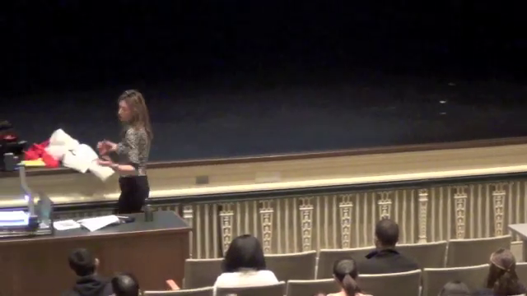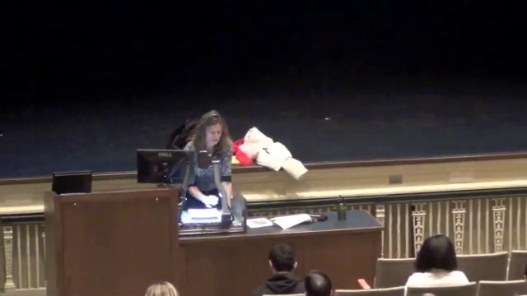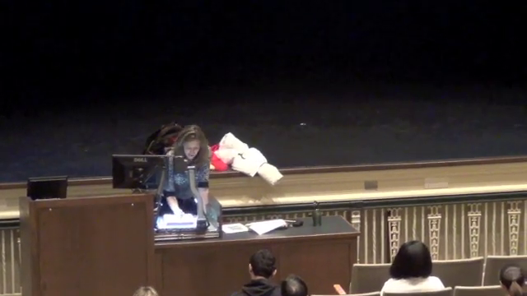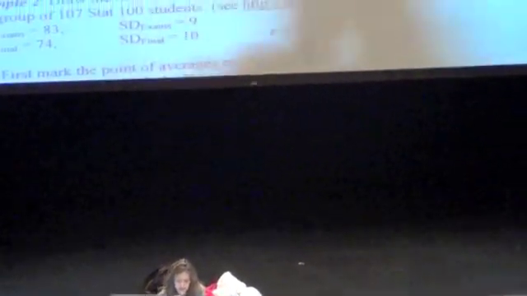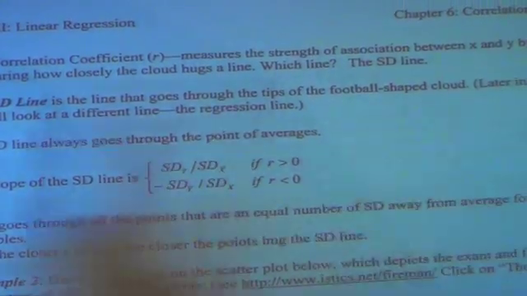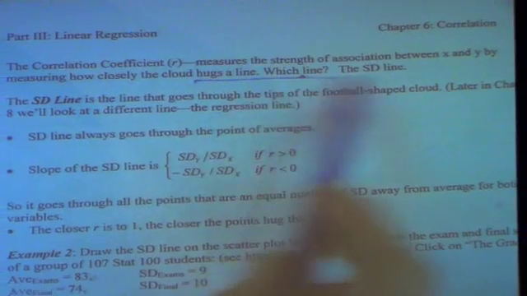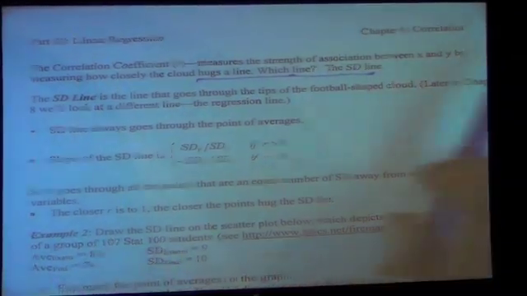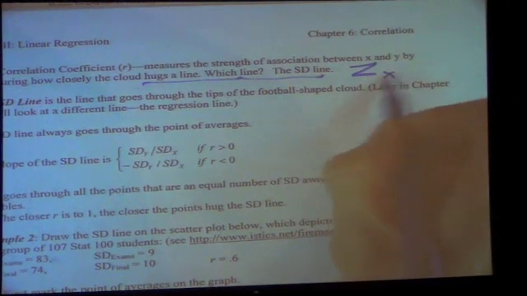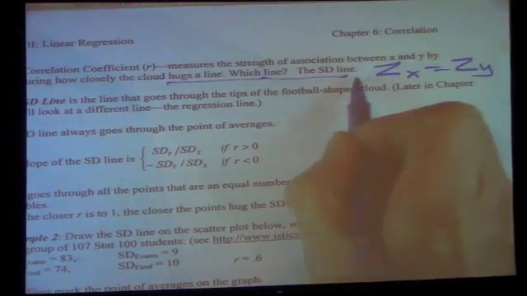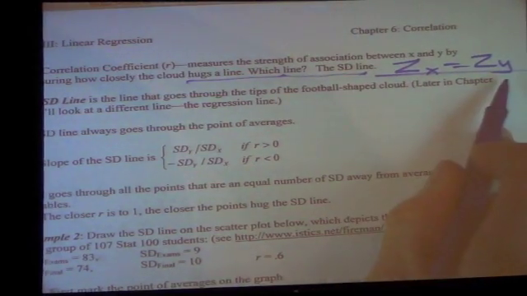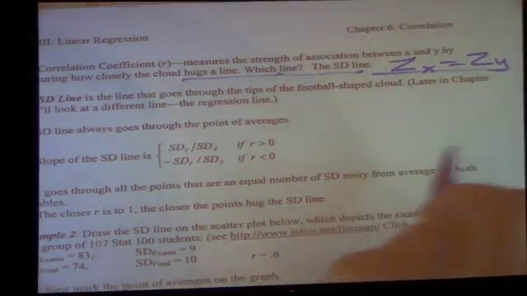All right, so that's the idea. So that's what I say here. The correlation coefficient measures the strength of association between x and y by measuring how closely the data hugs a line. What line? Well, it's called the SD line, the line that says the z-scores are the same. Your zx is equal to your zy. It's not the x equals y line, but the zx equals zy line.